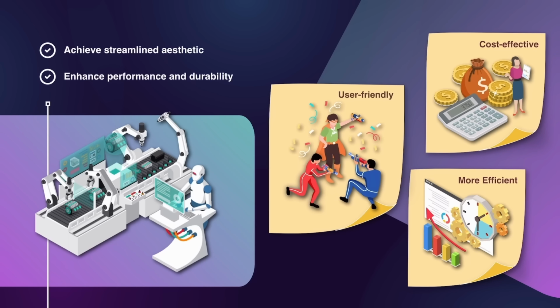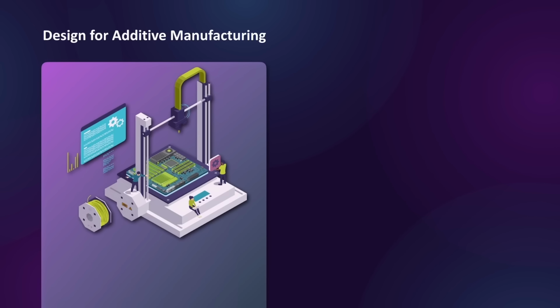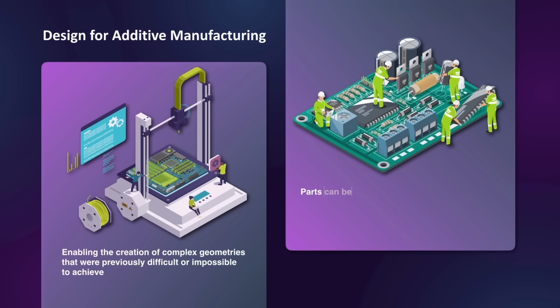Another concept is design for additive manufacturing, which transforms traditional manufacturing by enabling the creation of complex geometries that were previously difficult or impossible to achieve. With 3D printing, parts can be designed as a single unit, reducing the need for multiple components and assembly steps. This not only streamlines production, but also significantly decreases the overall weight of the final product.